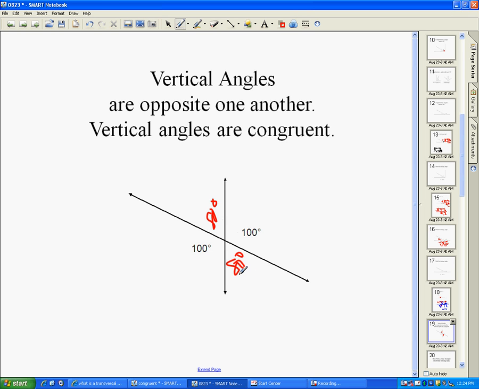And then again, you can double check because these should be equal to 180 and these should be equal to 180, which it does. It works out that way.